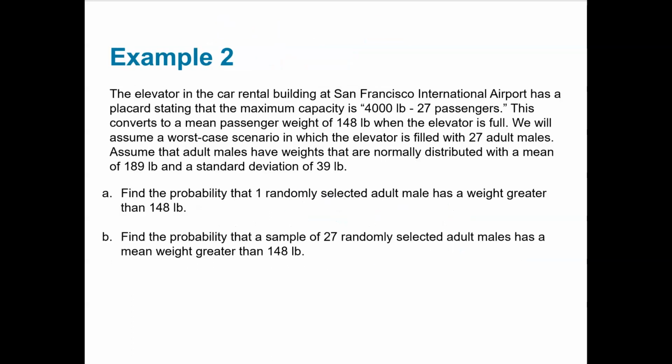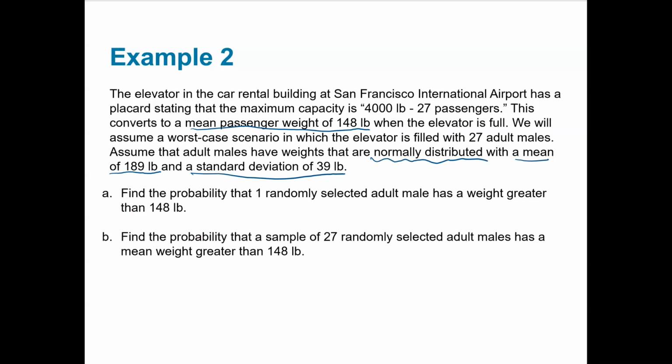So in this example, an elevator car has a placard stating the maximum capacity is 4,000 pounds, 27 passengers. This converts to a mean weight of 148 when the elevator is full. We will assume a worst case scenario in which the elevator is filled with 27 adult males. Assume that an adult male has a weight that is normally distributed with a mean of 189 pounds and a standard deviation of 39 pounds. Find the probability that one randomly selected adult male has a weight greater than 148. Find the probability that a sample of 27 randomly selected adult males has a mean weight greater than 148.